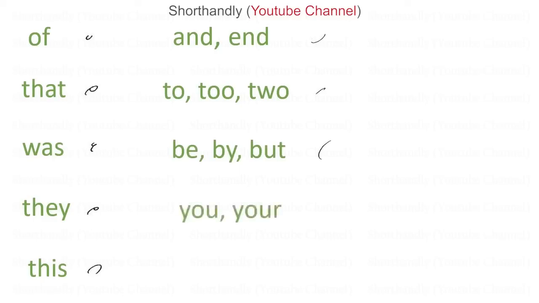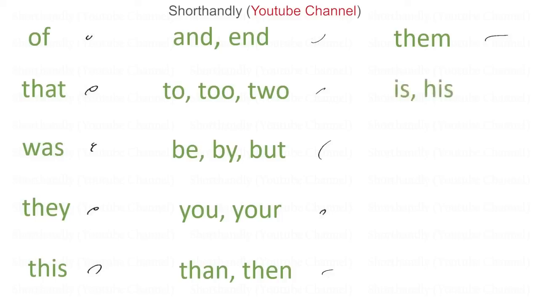Next is "you" or "your". This is made like this. Next is "than" or "then". This is made like this. Next one is "them". This is made like this. Next is "is" or "his". This is made like this.